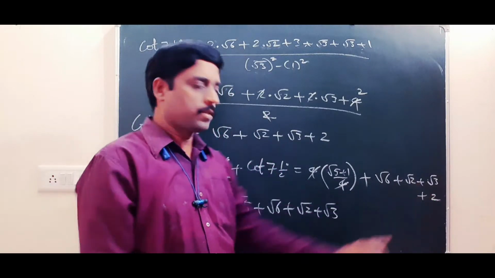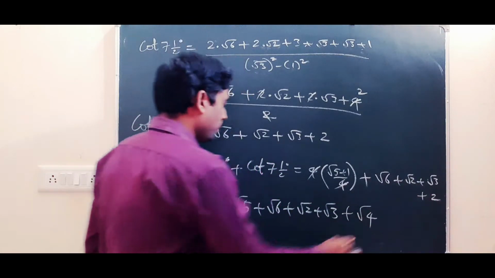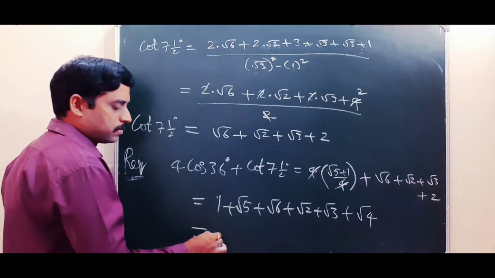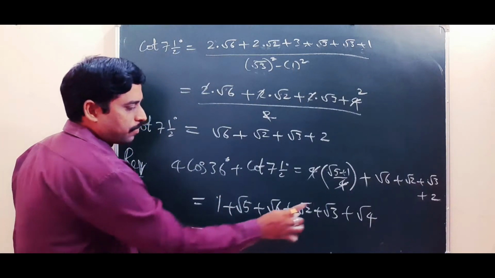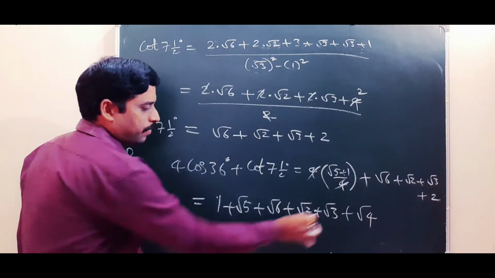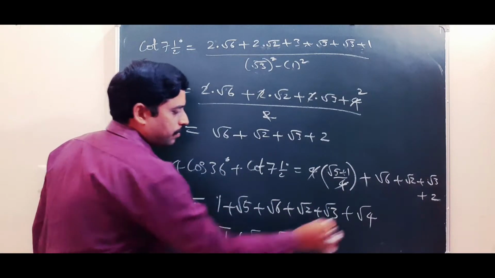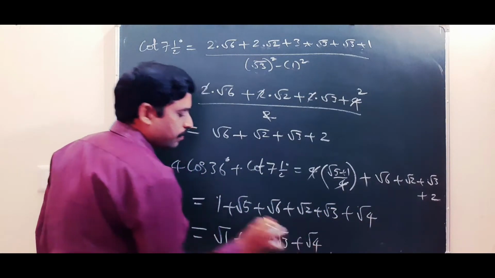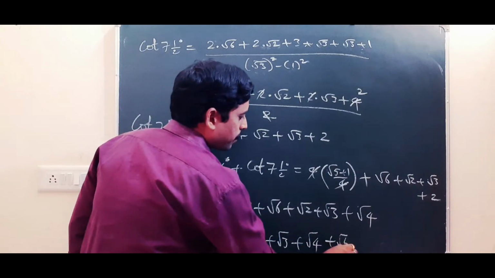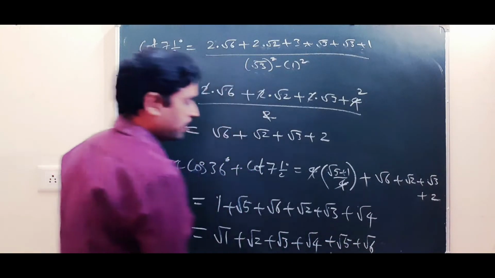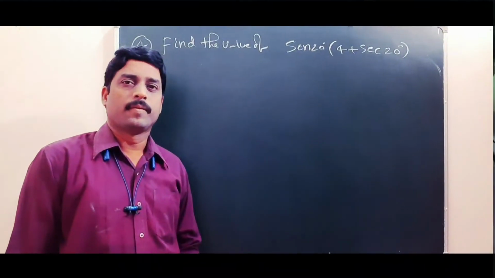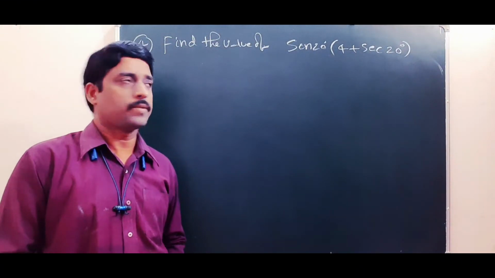This 2 can be written as root 4. Okay, it is going to be 1. 1 is nothing but root 1 plus root 2 plus root 3 plus root 4 plus root 5 plus root 6. So this is the answer. Okay, look at the next question.